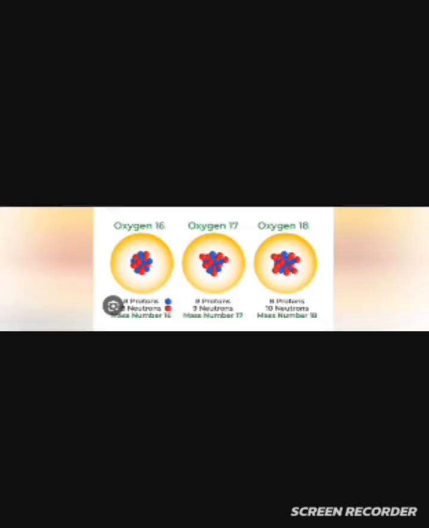Next, we shall look at isotopes of oxygen. We have 3 isotopes of oxygen: oxygen-16, oxygen-17, and oxygen-18. Oxygen-16 has 8 protons against 8 neutrons, and our mass number is 16. Oxygen-17 has 8 protons against 9 neutrons, therefore our mass number will be 17. Oxygen-18 has 8 protons against 10 neutrons, so our mass number will be 18.